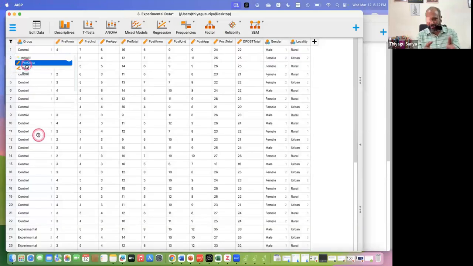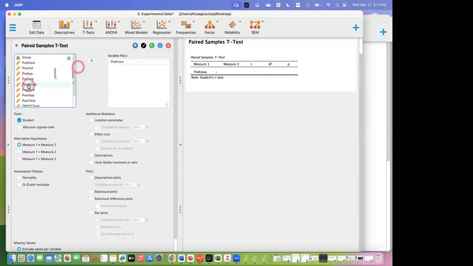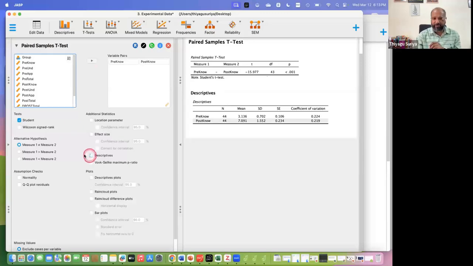What is my variable? Pre-knowledge. I'm going to compare the pre-knowledge with the parallel test, post-knowledge. So kindly select pre-knowledge and post-knowledge, and click descriptives. When you go to descriptives, what is the problem? The sample size is 44, right? Is it correct?